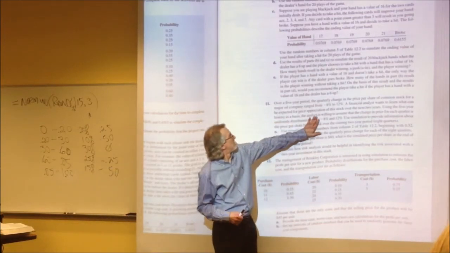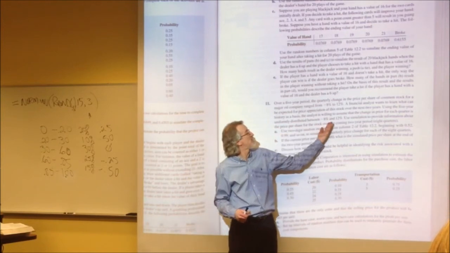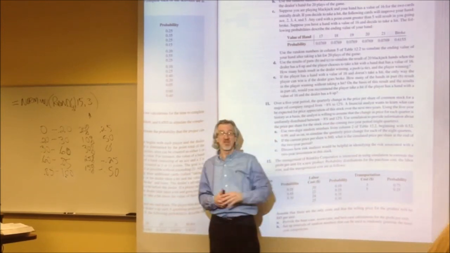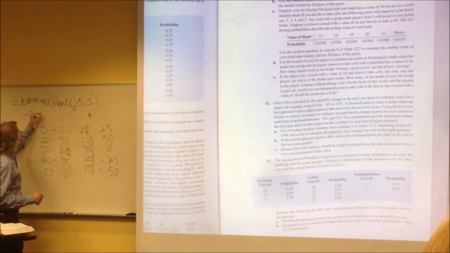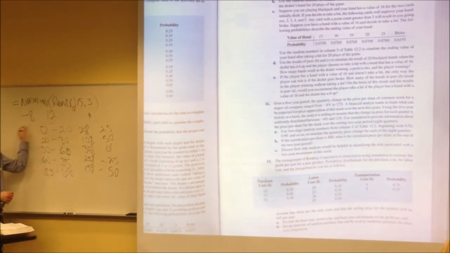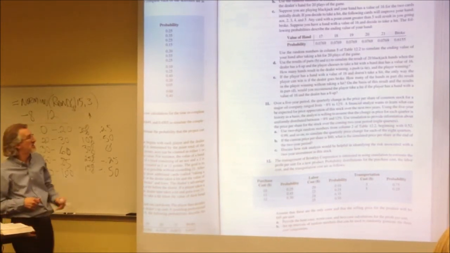Ready? The analyst is willing to assume that the change in price for each quarter is uniformly distributed between -8 and 12%. So we got -8 and 12. That's a bigger range than it looks because negative and positive. So you got all 12 plus another 8, 20 in between.